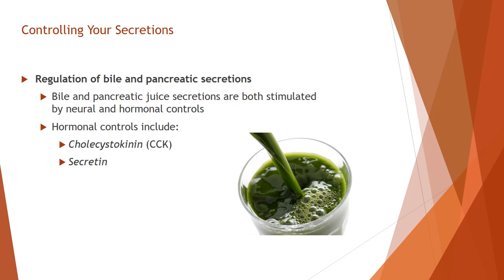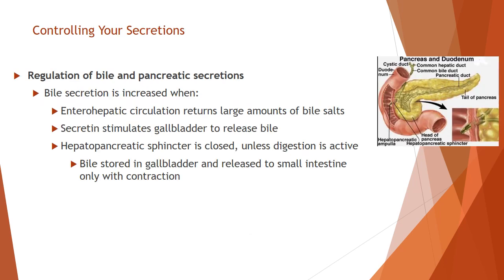And secretin will also deal with bile output, so both of these will increase it. Bile is released at various points, and when the circulation returns a lot of bile salts, it'll release some more bile. If secretin is around, that'll stimulate the gallbladder to release its bile and do its job. And the hepatopancreatic sphincter is closed.